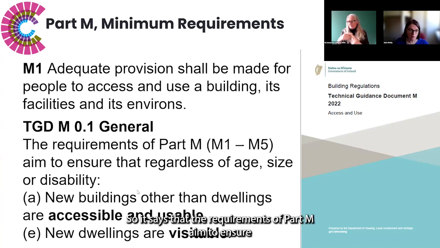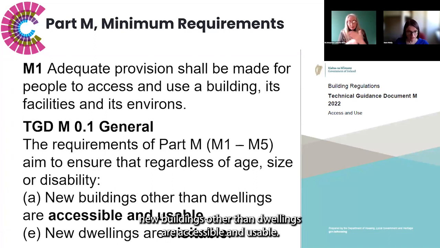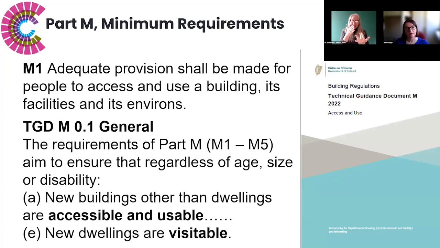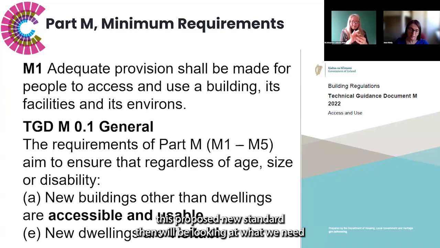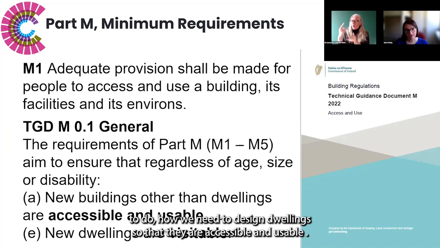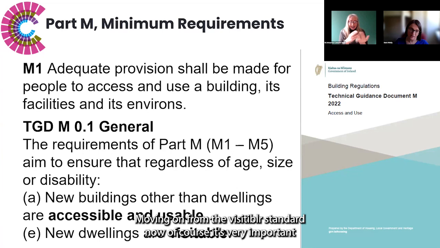So it says that the requirements of Part M aim to ensure that regardless of age, size or disability, new buildings other than dwellings are accessible and usable. New dwellings are visitable. So this proposed new standard will be looking at how we need to design dwellings so that they are accessible and usable, moving on from the visitable standard.